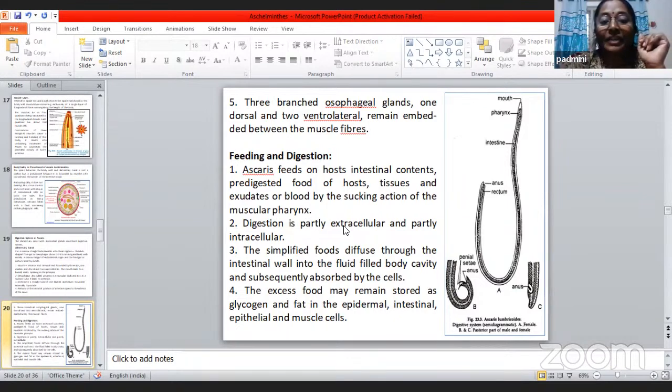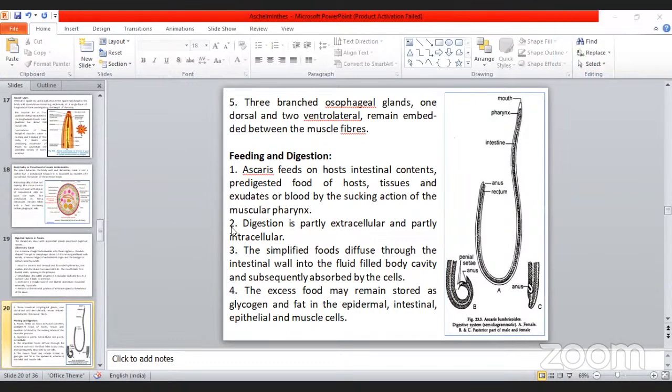Digestion is partly extracellular and partly intracellular. So half of the digestion is extracellular, when the munching of the food occurs, and half is intracellular.